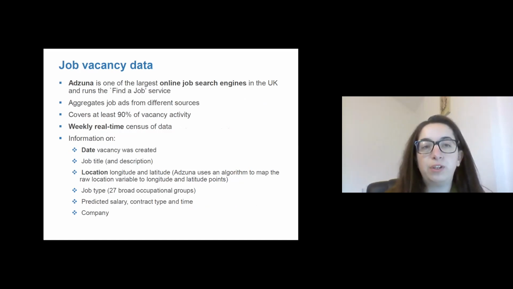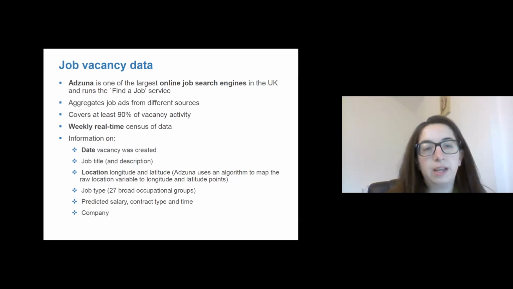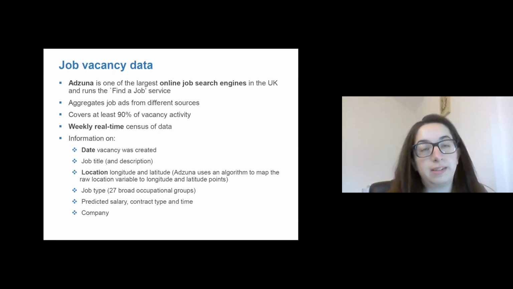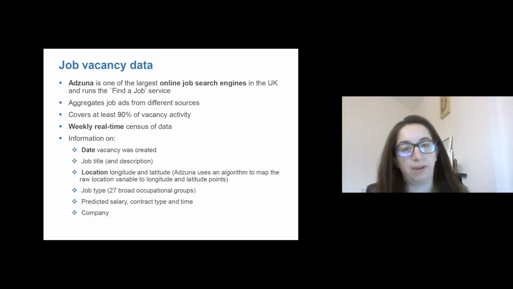And for this project, they gave us a weekly real-time census of data, an extract that we got every Sunday during the period. The information we got for the vacancies was the date that the vacancy was created, the job title and the full description, and the location, a longitude and latitude point given to us by Adzuna. They used an algorithm to map the raw location variable to this point. Job types, those are 27 broad occupational types created by Adzuna. Predicted salary, that is created by their function Jobsworth, whether the contract was temporary or permanent, or part-time or full-time, and information on the companies. Next slide, please.